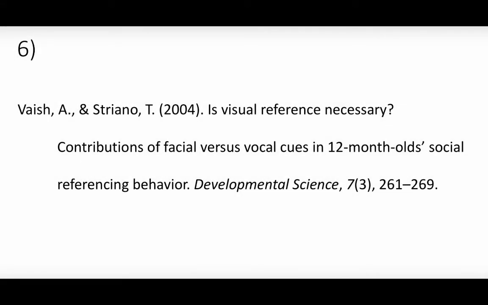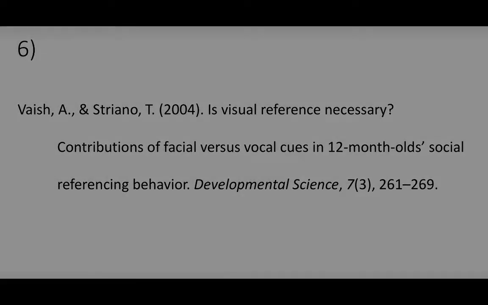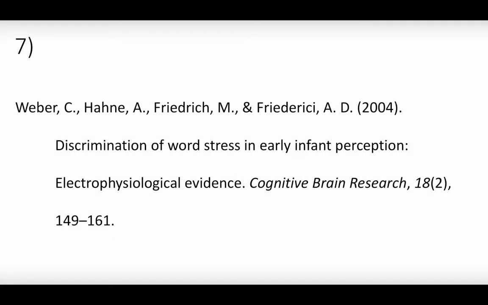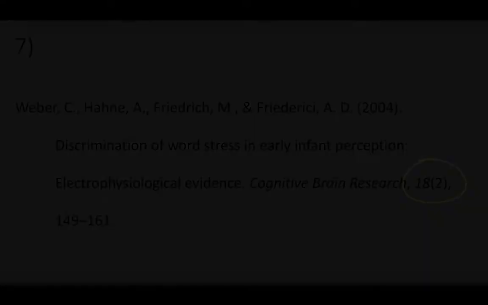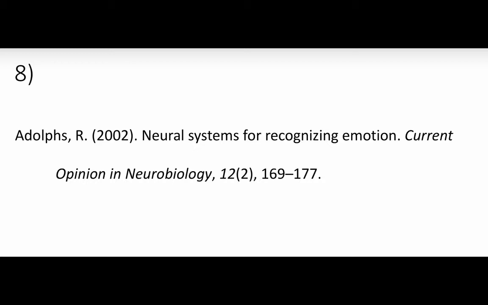What about this one? I see an italicized journal name, a volume number, and an issue number. So this looks like a journal article. This one also looks like a journal article. We can see the title of the article is not italicized, but the journal name is. We can also see the volume number and an issue number. This again looks like a journal article. Here's the journal name in italics, the volume number, and the issue number.